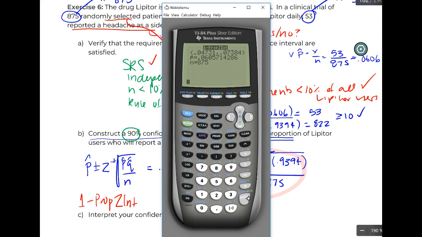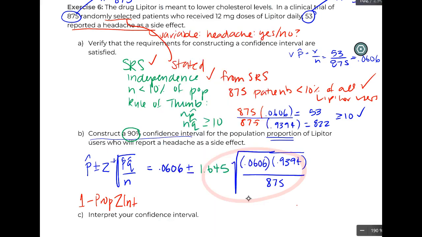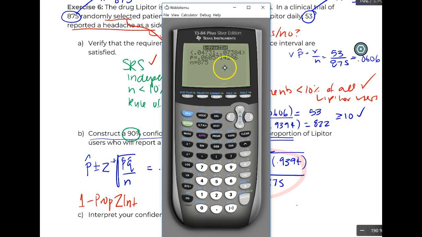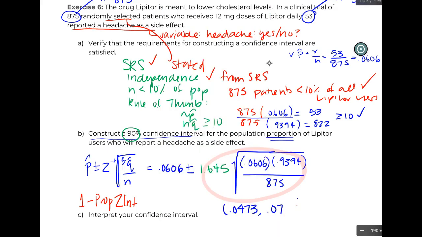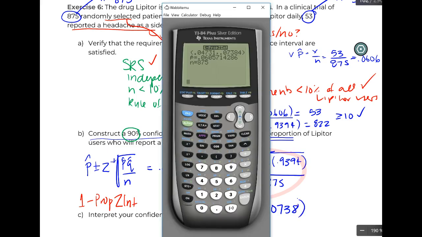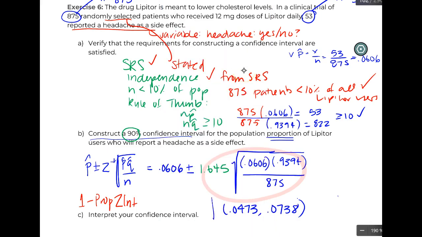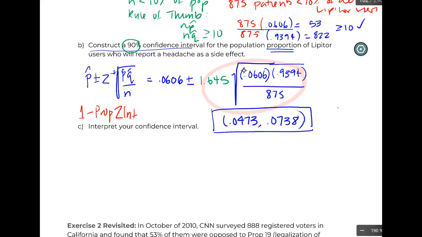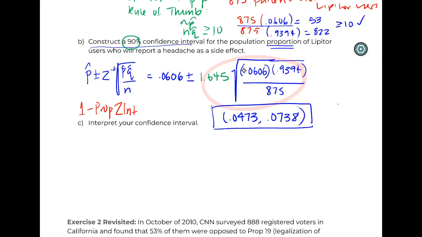So 0.0473, and our high end 0.0738. I don't know if I wrote that down. Yes, we're good. And it even shows you your P hat and your N. So this is all you need to give. And we're done. And then the interpretation of that interval, that's that sentence from the previous page.